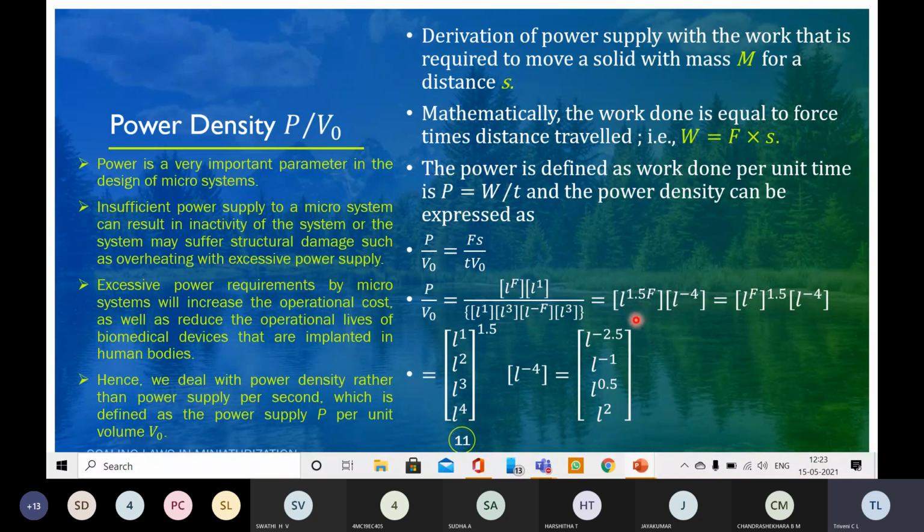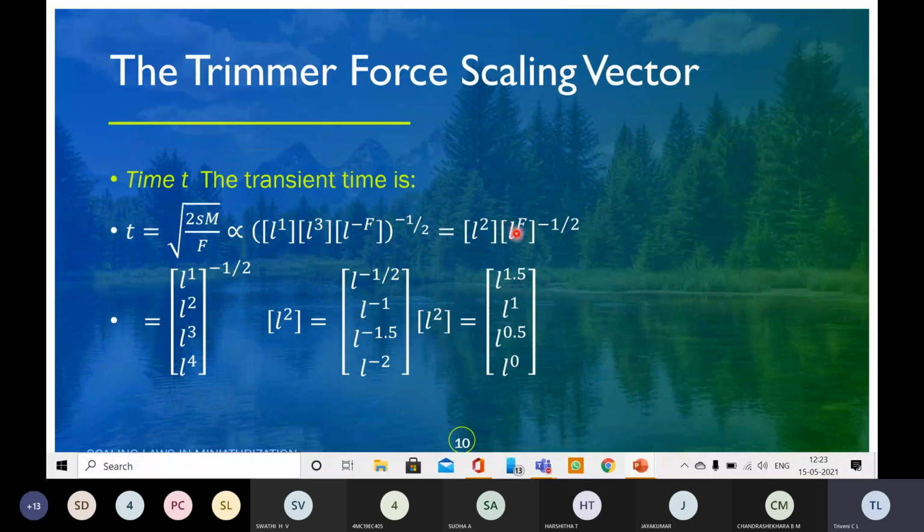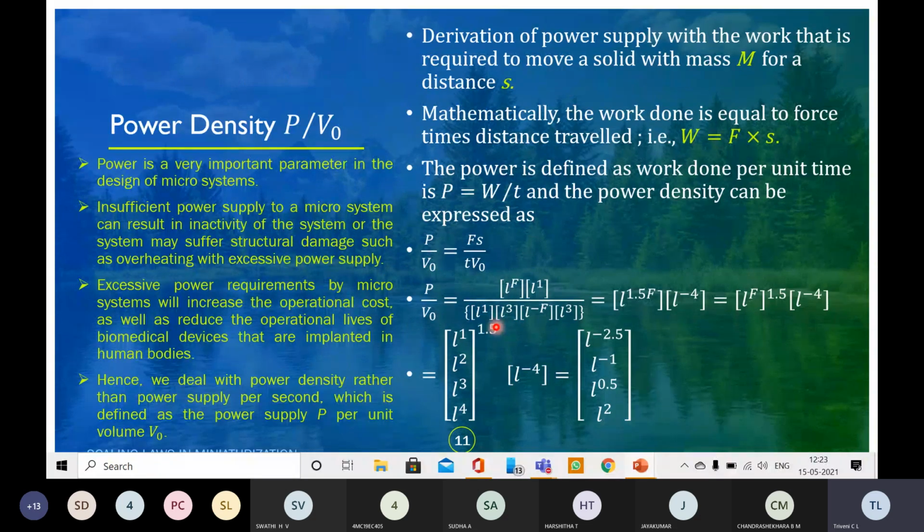L to the power of 1.5 F, right? So instead of substituting here L to the power of F, we kept it as it is, right? So L to the power of F is kept as it is here. I think we'll get this value, right? L to the power of half into LF. So this value is taken here, right? L to the power of 1 into L cube into L to the power of minus F. So this will be the transient time here.